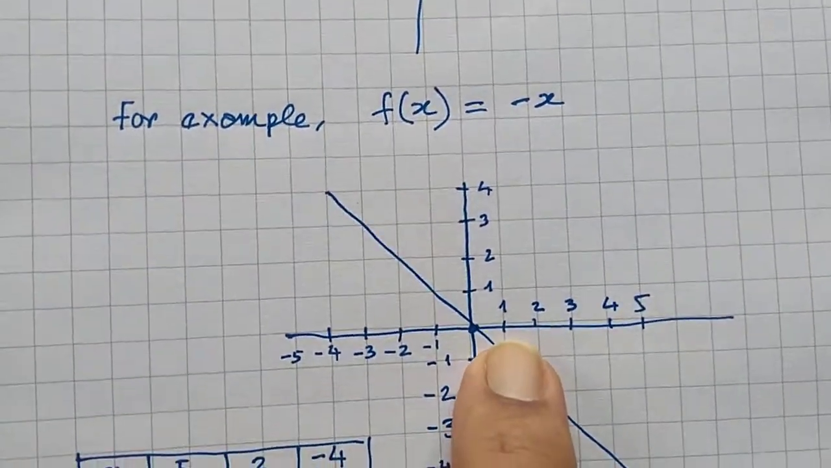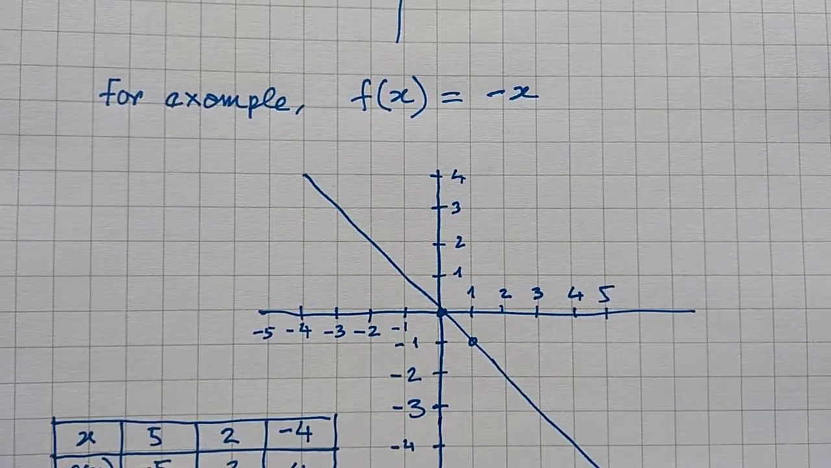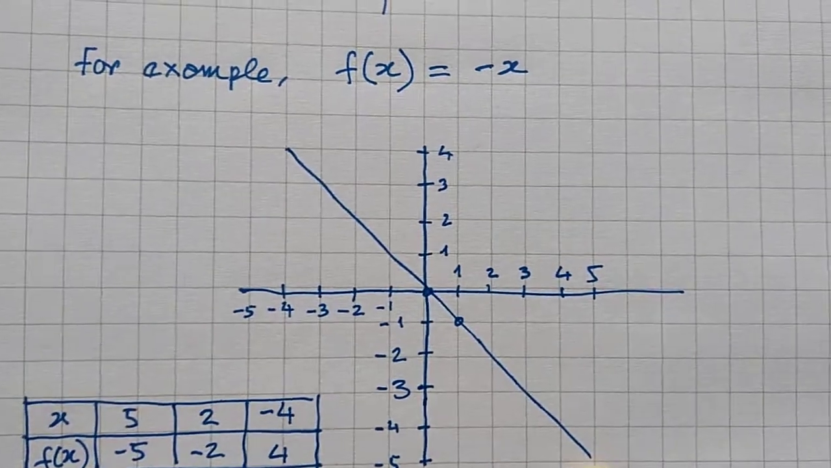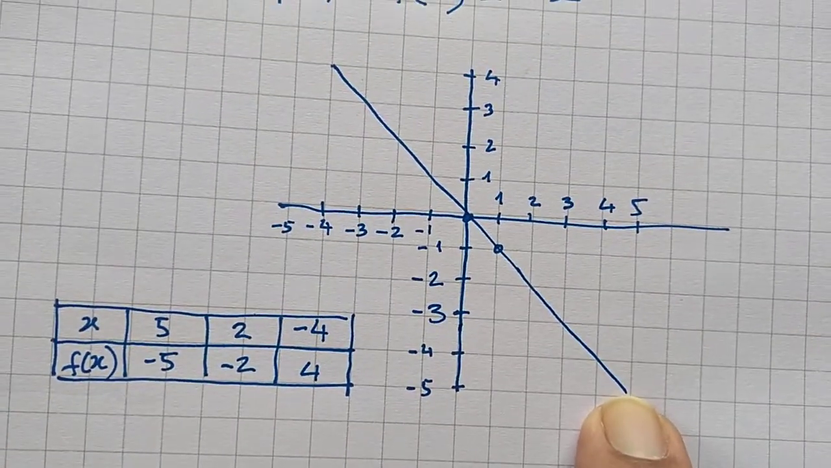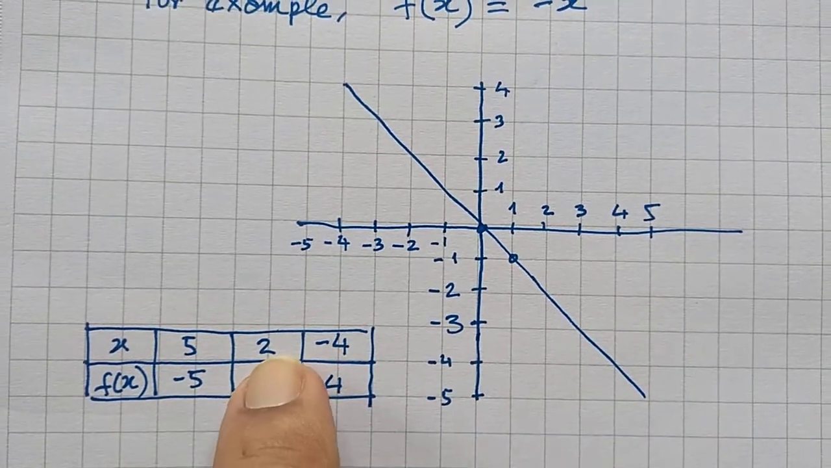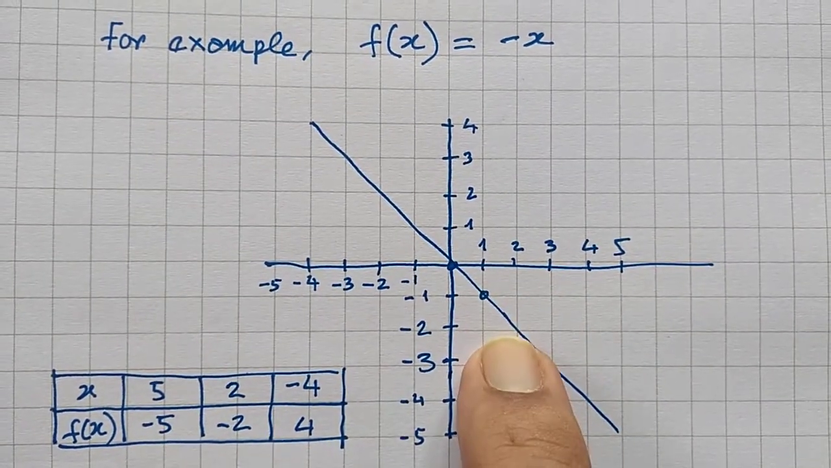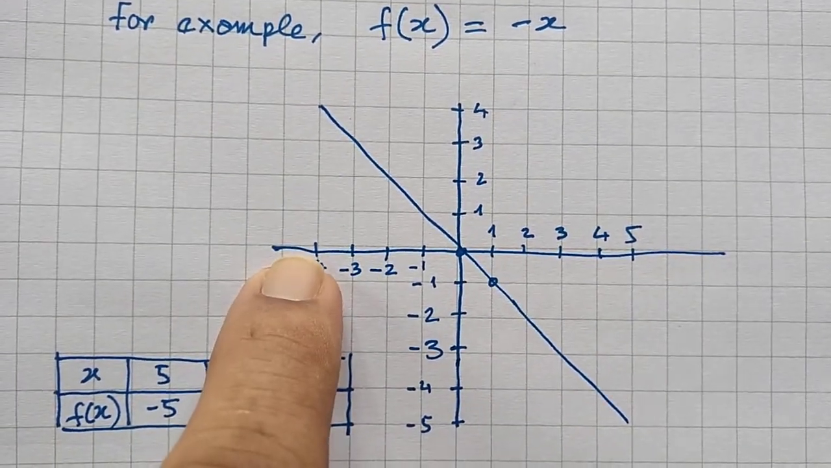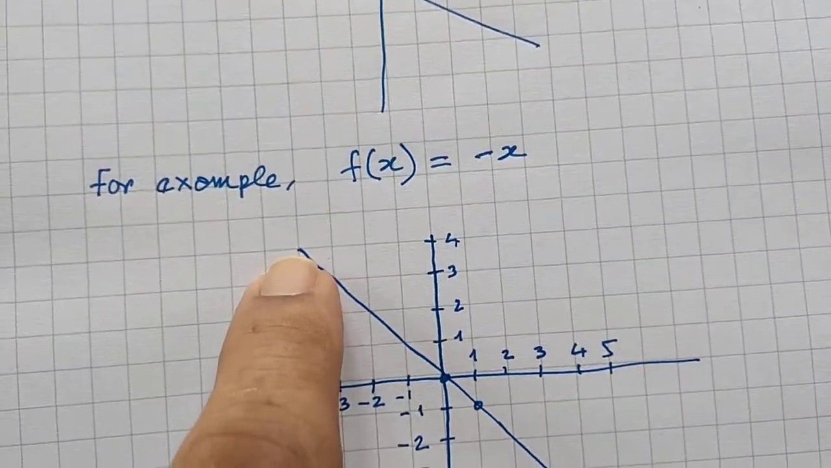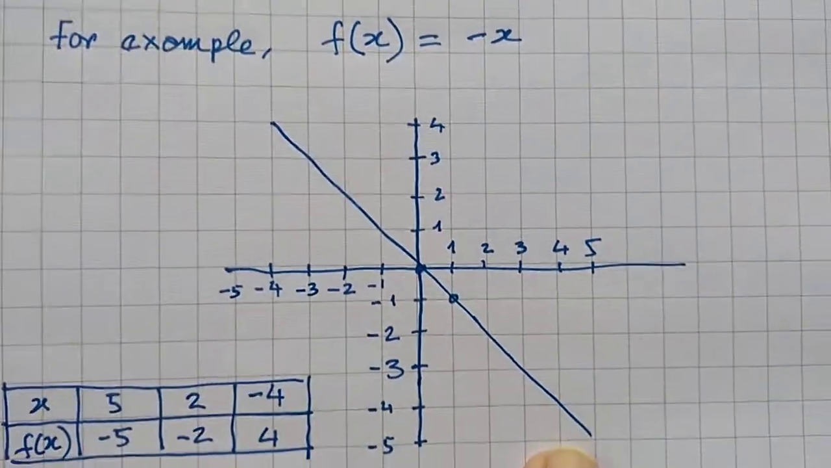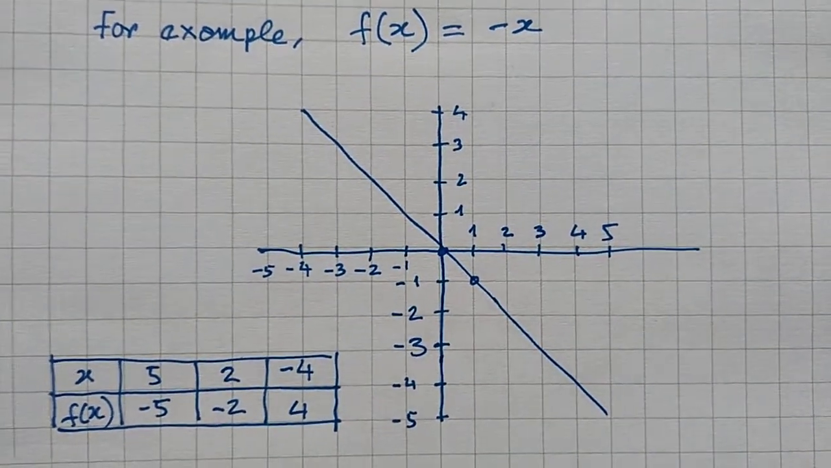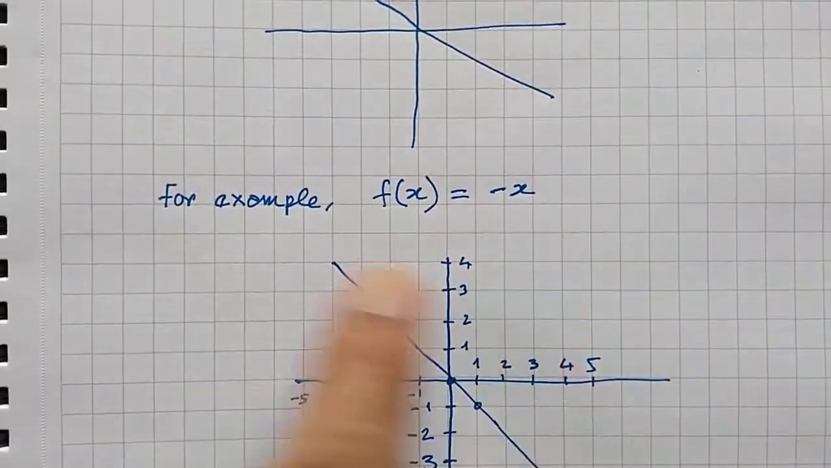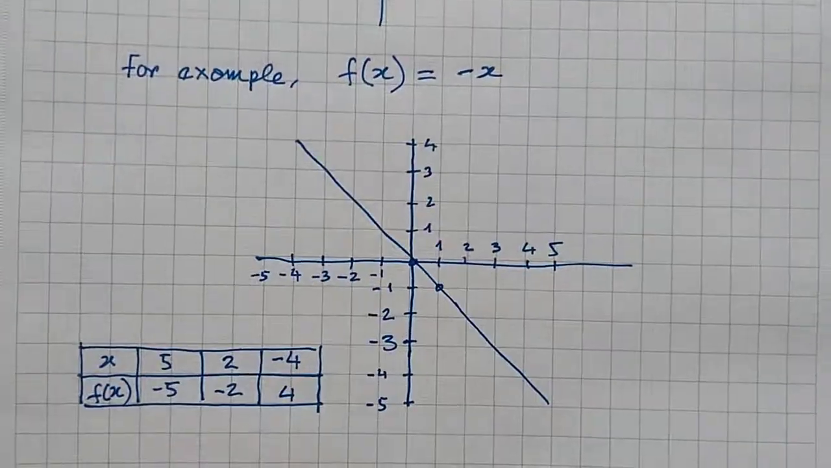So if x is equal to 5, f of x is equal to minus 5. This is where my finger is pointing. Similarly, when x is equal to 2, f of x is equal to minus 2. When x is equal to minus 4, here f of x is equal to 4 up there. So this is the line that is drawn when a is less than 0: the line slopes from top left to bottom right.